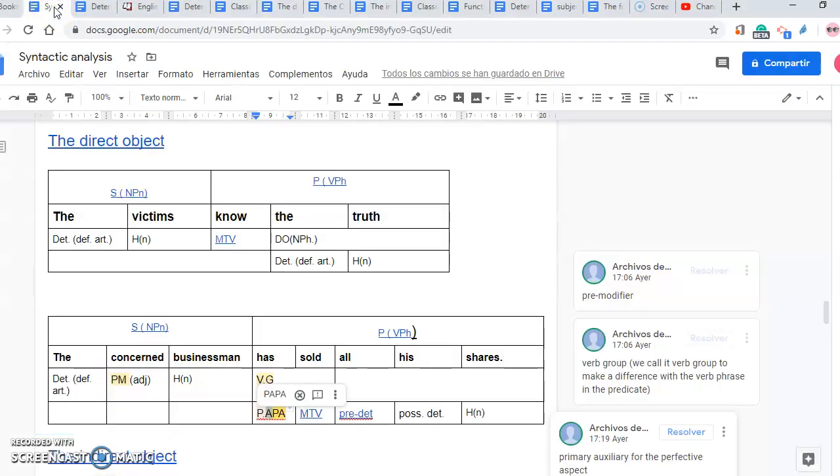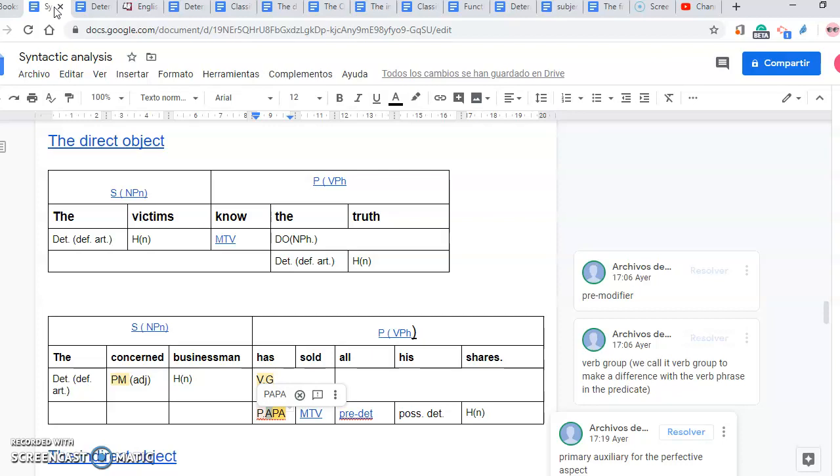So now we are going to see the direct object and indirect object. The direct object is an obligatory unit. That is to say, if I say "he made," the sentence is wrong. I need to say "I made a cake," and "a cake" is the direct object. Let's look at this sentence. The victims know the truth.